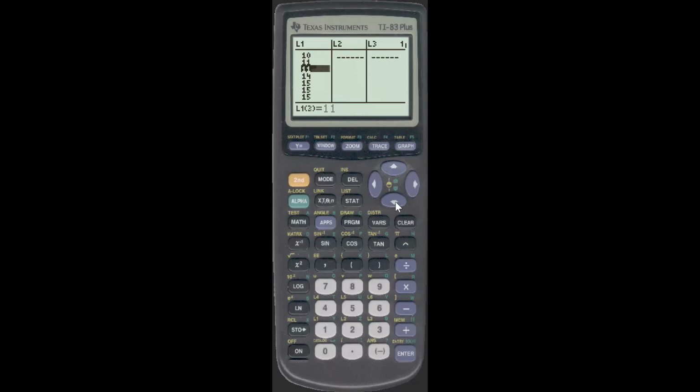Yeah, like when we do it in class, we actually draw out the graph and put it all in order. Yeah, there's a lot of options on that calculator. Yes.